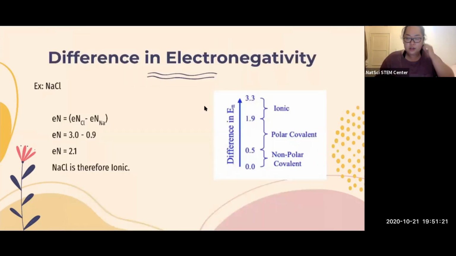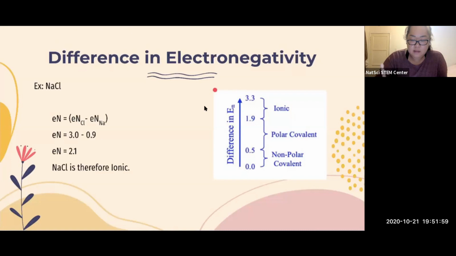So I'm going to show you guys how to calculate the differences in electronegativity. When you're calculating differences in electronegativity, the example I have for you is sodium chloride. You'll look at the electronegativity table that I provided you guys with, and for calculating the difference, you're subtracting the sodium from the chlorine. On the table, it's 3.0 for chlorine and 0.9 for sodium. When you take the difference, it's 2.1.